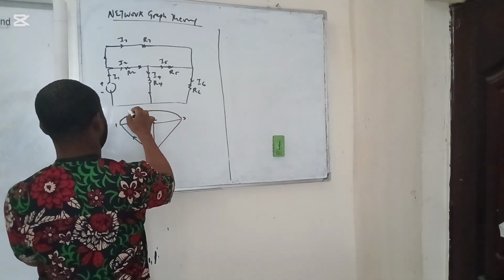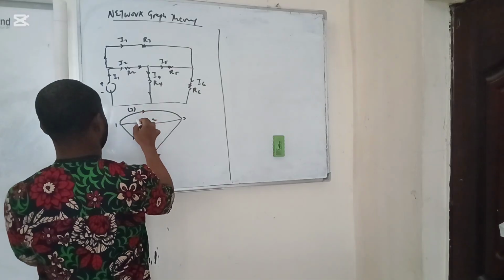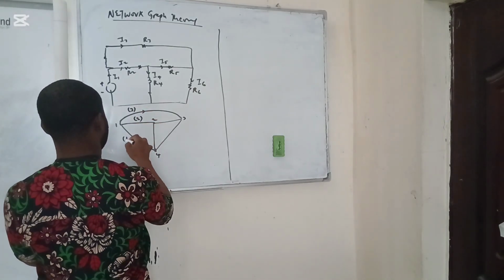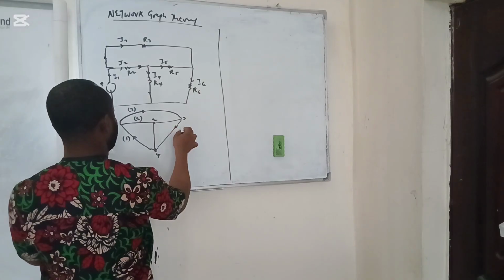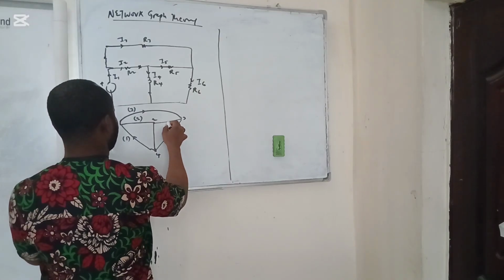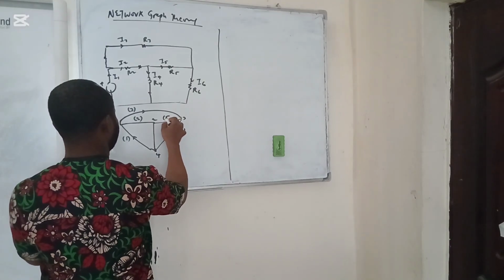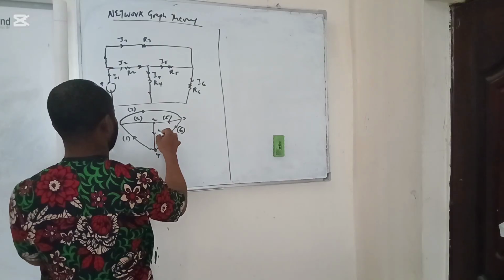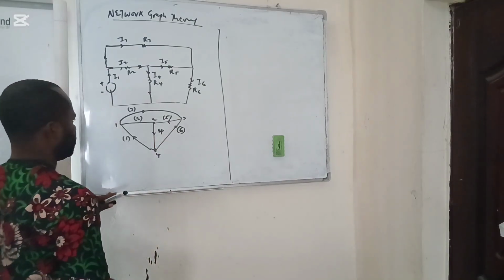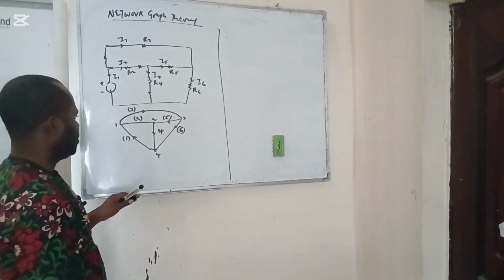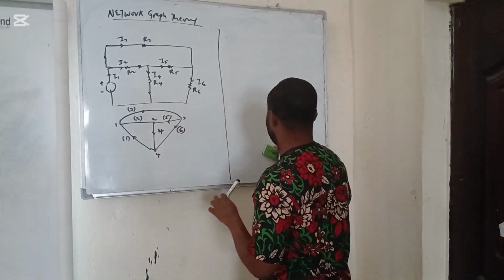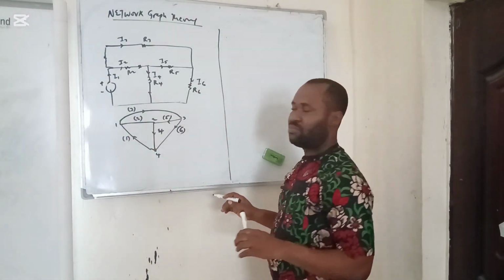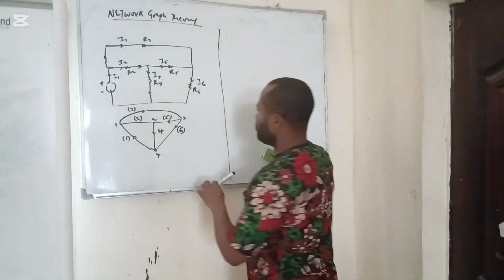We have the branches. This is 3. This is 2. This is 1. This is 6. This is 5. And this is 4. So we also established that a subgraph where all the nodes are represented, we call that a tree.